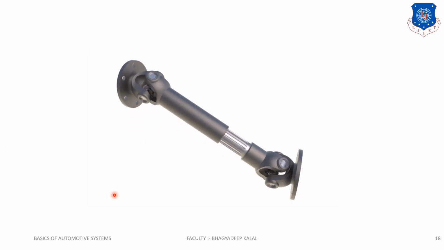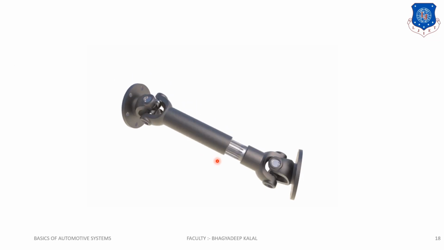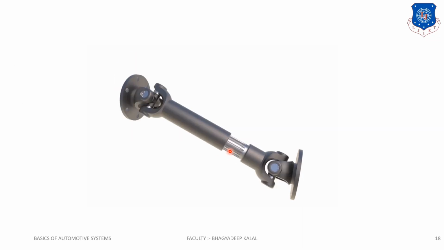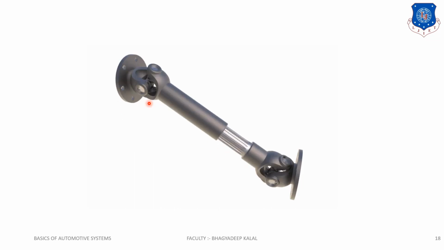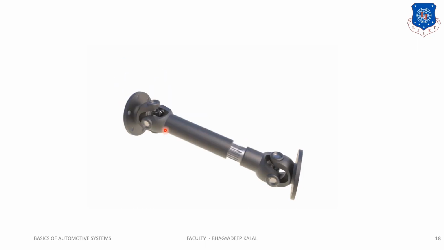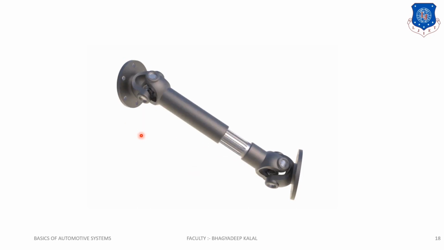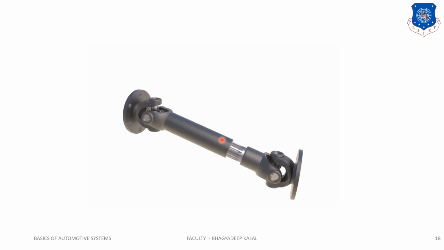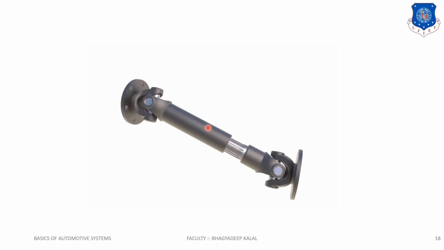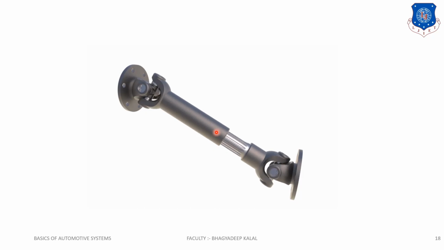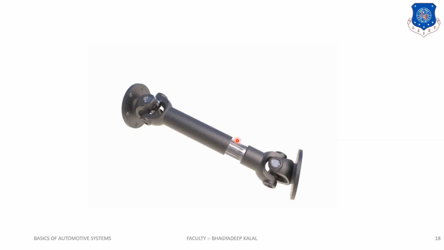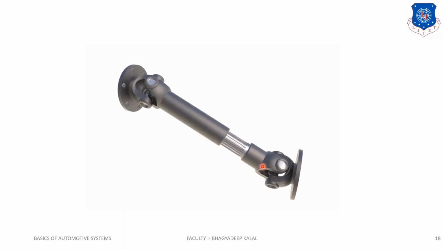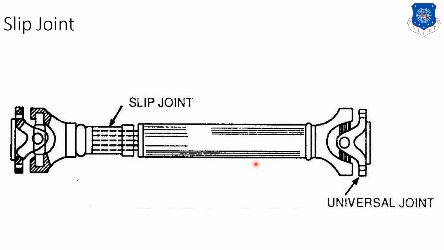Let me explain how this slip joint works. This is the working of the slip joint, and here the internal spline is in that shaft, and the external spline is provided here. So whenever the rear axle moves up and down, the length of this propeller shaft is adjusted automatically because we use the slip joint here. This is the slip joint, made by providing a spline on the shaft. Got it? These are the slip joints.